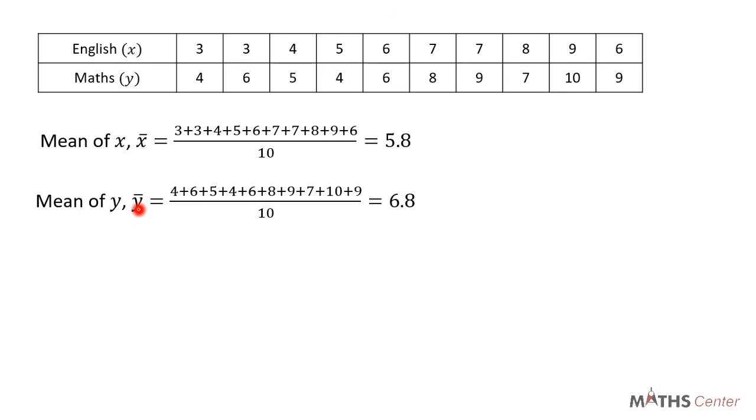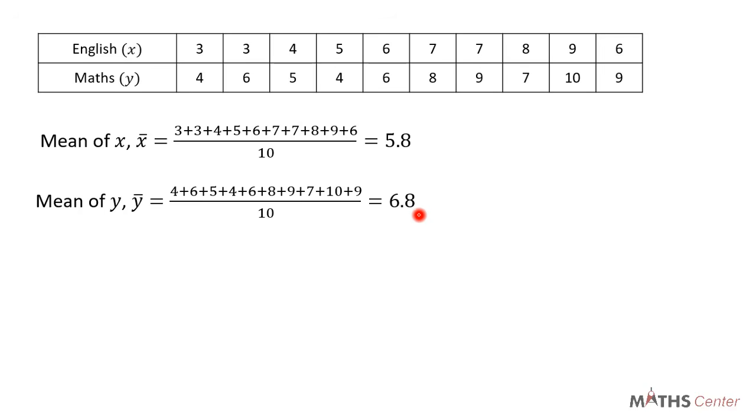We find y mean. We add all the y values together and we divide it by 10 since they are 10 in number. So you have 4 plus 6 plus 5 plus 4 plus 6 plus 8 plus 9 plus 7 plus 10 plus 9 divided by 10, and that gives us 6.8. So x mean is 5.8 and y mean is 6.8.